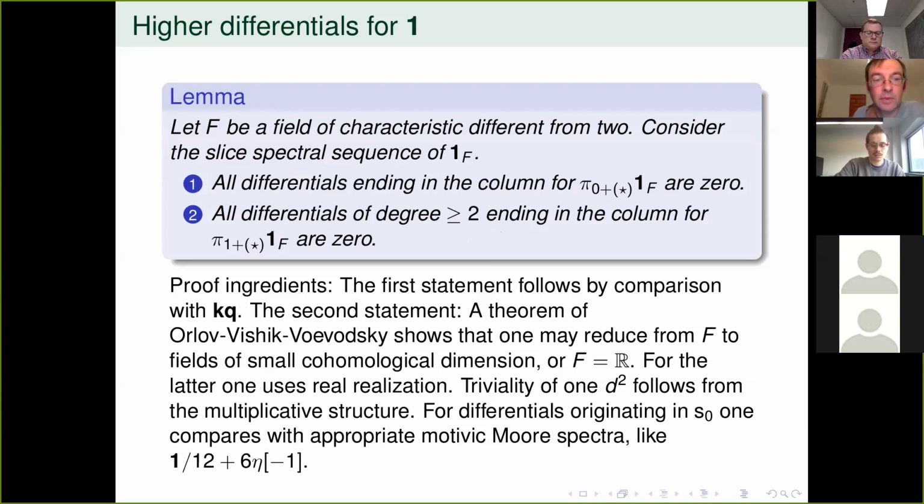And I can prove this for many fields, for example, fields of cohomological dimension at most 2, and for all number fields, for all fields containing square root of minus 1, for all fields containing square root of 2. But the problem is that I do not have this theorem of Orlov-Vishik-Voevodsky available for the corresponding coefficients.